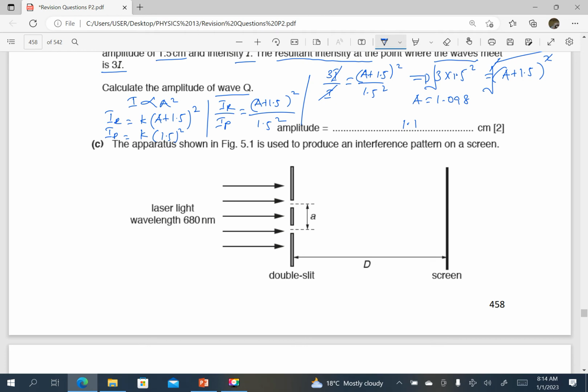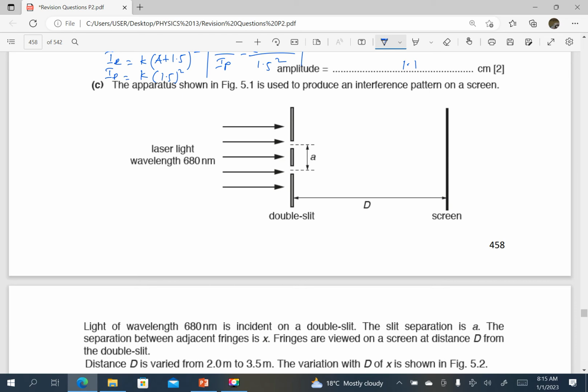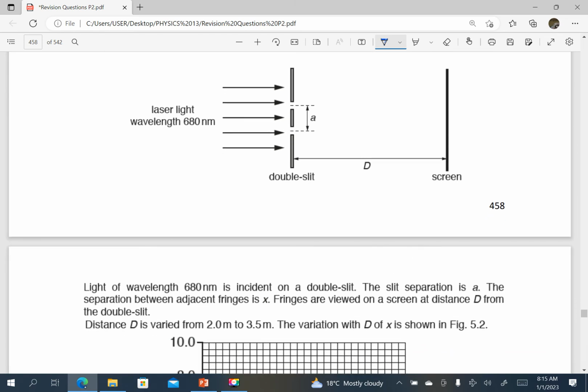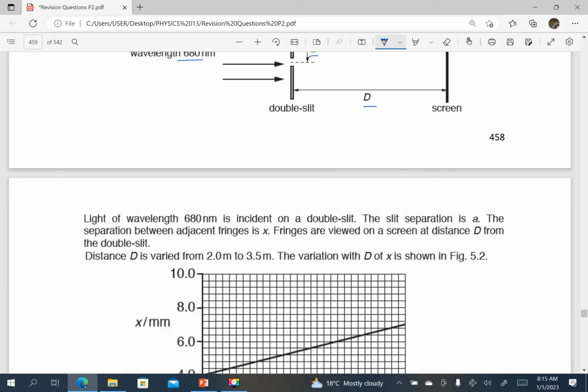The apparatus shown in figure 5.1 is used to produce an interference pattern on a screen. So you see these are two slits. That is a double slit. That's Young's double slit. They have given us A, D. The wavelength is 680 nanometers. Light of wavelength 680 nanometers is incident on a double slit.